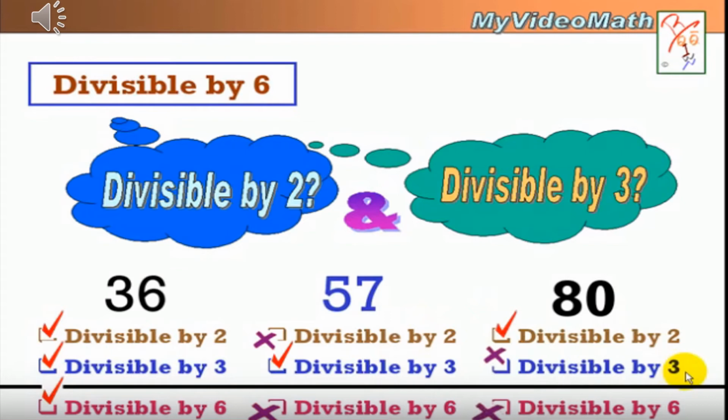Okay, let's take the last number. The last number is 80. The last digit is going to be 0. 0 is an even number, so it has the divisibility rule of 2. But if you add 8 plus 0 is 8. It's not a multiple of 3, so it does not have the divisibility rule of 3. That's why it does not have the divisibility rule of 6. Remember that the number can be divisible by 6 only if it accomplishes the two rules.